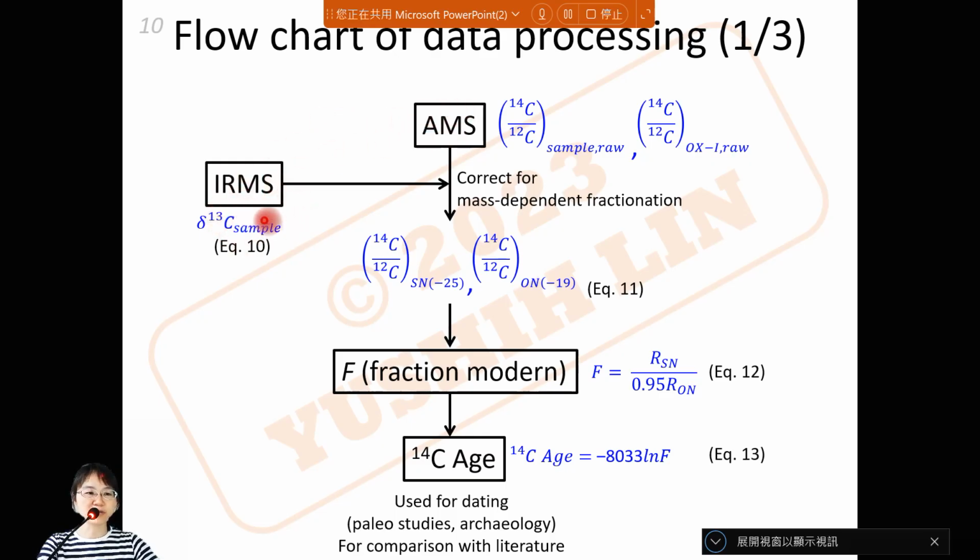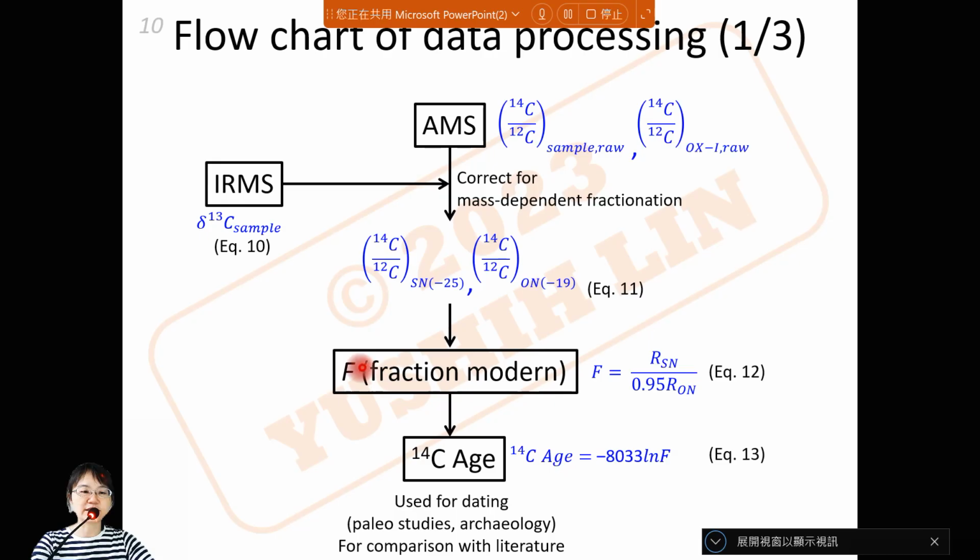Having this value, you can use it to do the mass-dependent fractionation correction. With this correction, your ratio will have this subscript Sn minus 25. That means you normalize the value to delta C13 at minus 25 per mil. And O means OX1, so you normalize the ratio to the delta C13 value of minus 19 per mil. You have the normalized value.